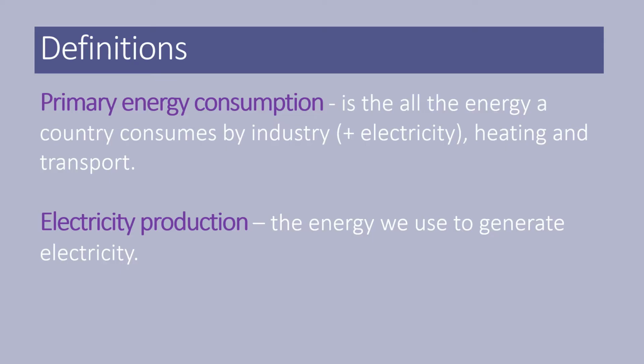A few definitions for you. It's worth noticing that primary energy consumption is all of the energy a country consumes by industry, including manufacturing and generating electricity, heating for homes and businesses and everything else, and transport, whereas electricity production is pretty much the energy we use to generate electricity.